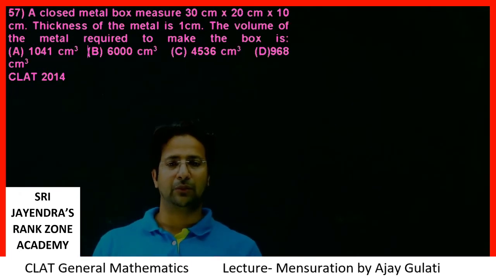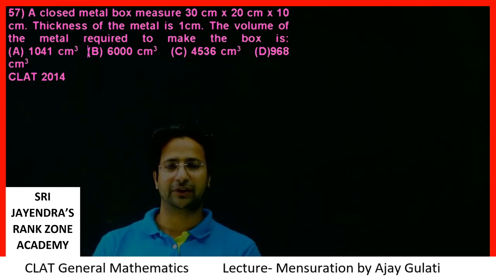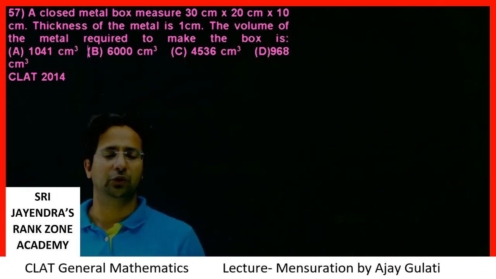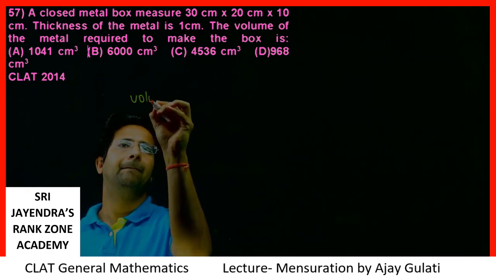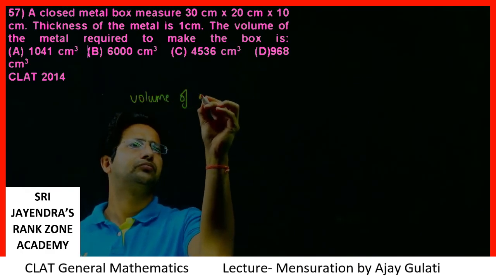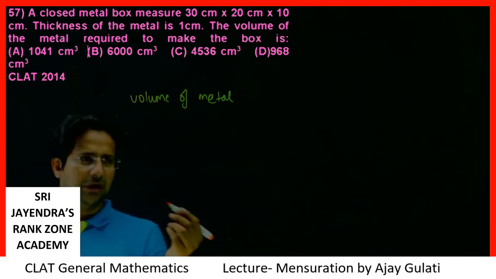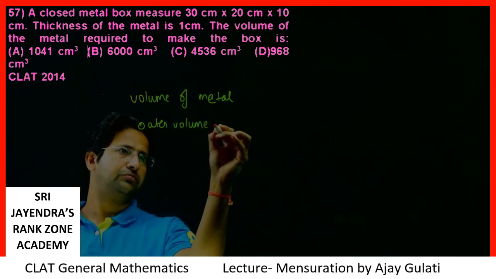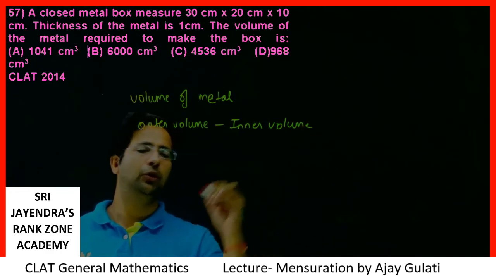A closed metal box measures 30 into 20 into 10 centimeter. The thickness of the metal is 1 centimeter. The volume of the metal required to make the box is? We require the volume of the metal to make the box. See students, for such a figure, how do we determine the volume of metal? Outer volume minus inner volume.